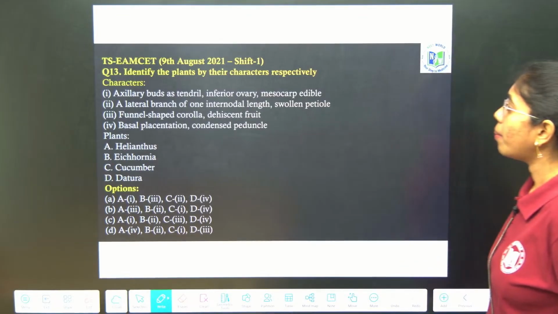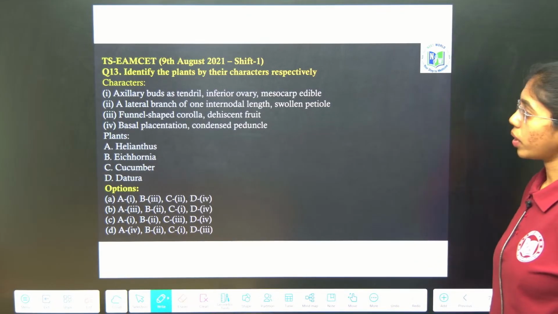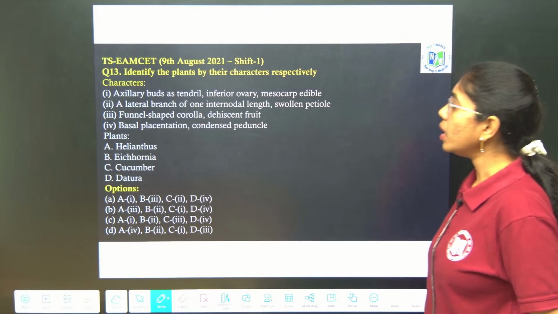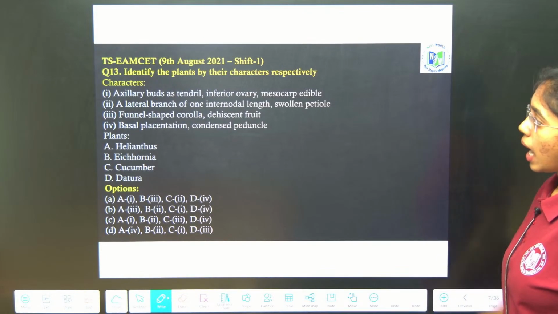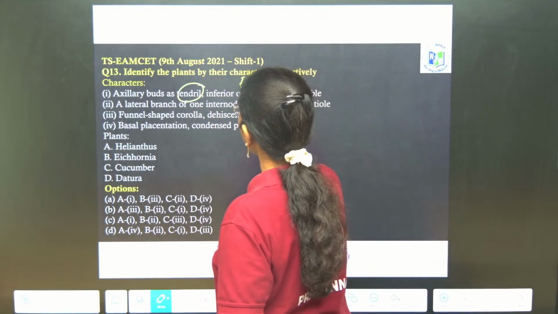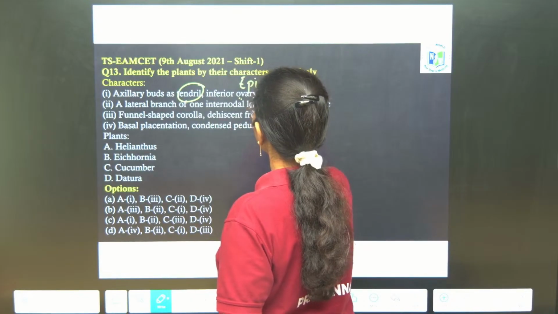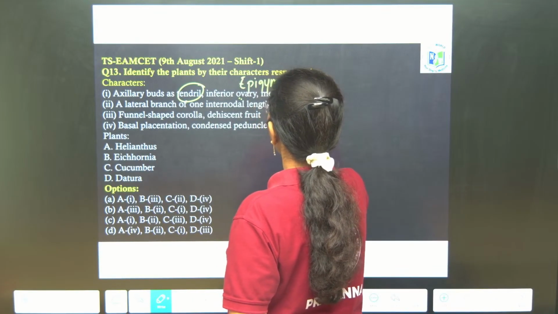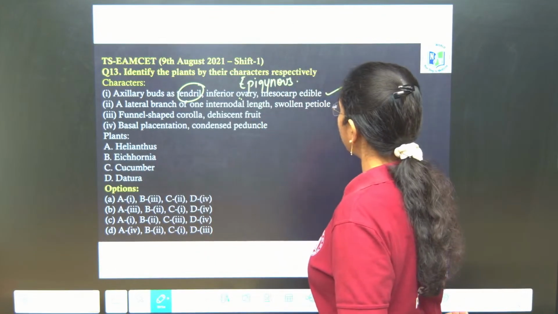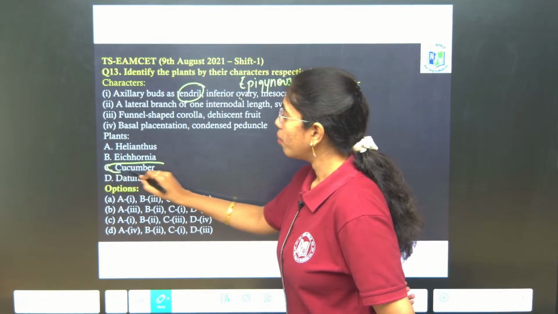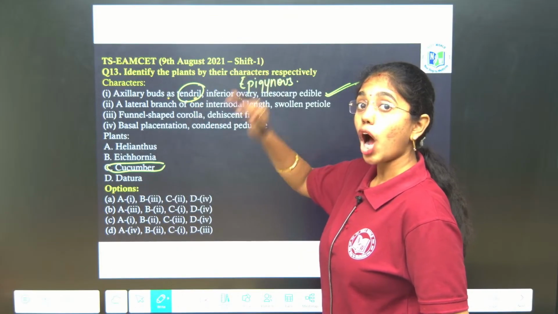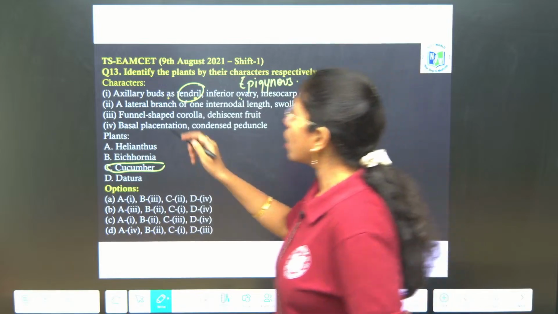Next, this question you look into. Identify the plants by their characters respectively. First, axillary buds as tendrils, inferior ovary and mesocarp edible. Axillary bud will turn as tendril and they have inferior ovary, means what type of flower? Epigynous flower, and mesocarp edible. Then you can consider it as cucumber, because axillary buds turn to tendril. This is a stem tendril modification.